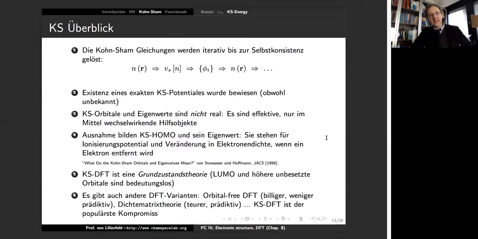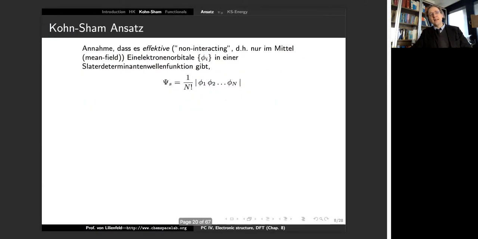So with this, I'd like to make a little break. We are at the end of this subsection of Kohn-Sham, of the subchapter, and for the remainder of this DFT lecture, I'd like to discuss density functionals, which means approximations to this exchange correlation potential.